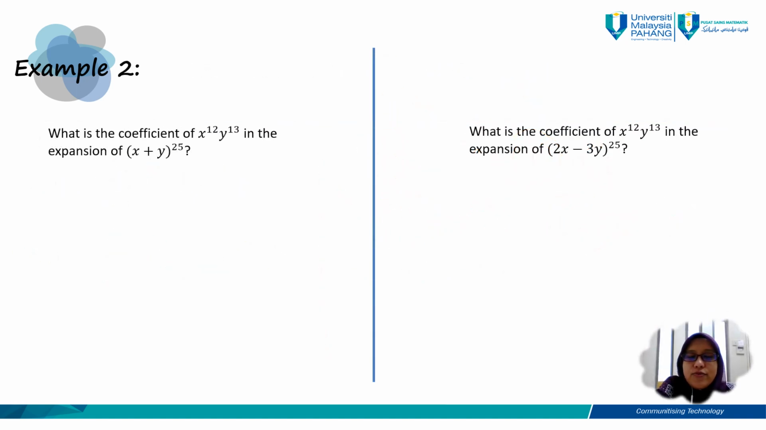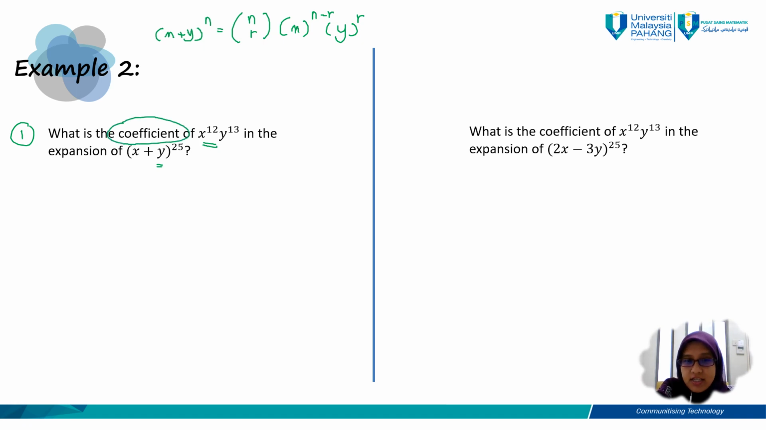Now let's move to example number 2. The first one: what is the coefficient of x to the power of 13 in the expansion of (x plus y) to the power of 25 here? So I will write again the binomial theorem. (x plus y) to the power of n is equal to (n, r) multiplied with x to the power of n minus r, multiplied with y to the power of r. So we have (x plus y) to the power of 25, and we just want to find the coefficient only.